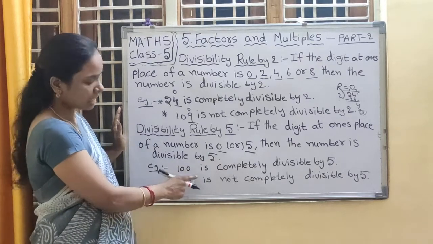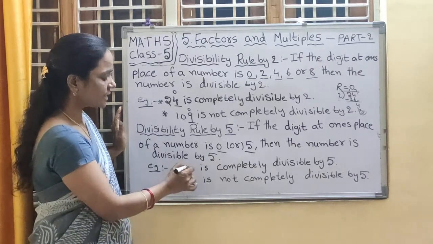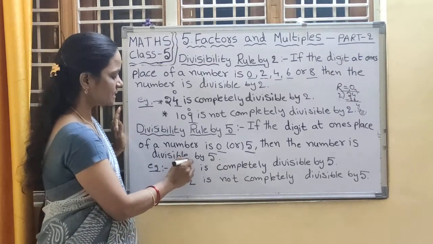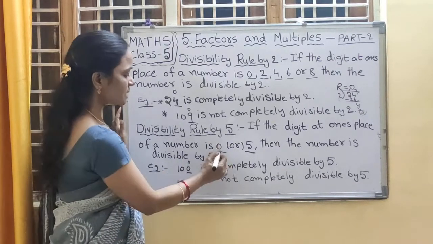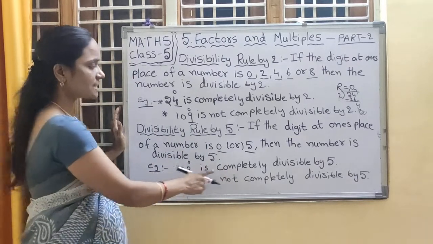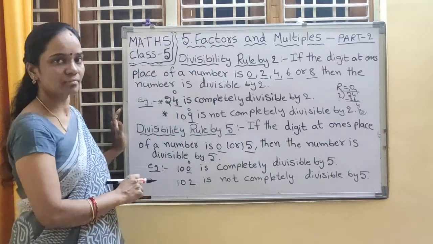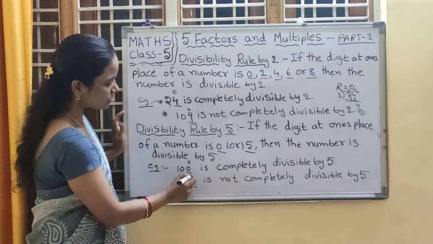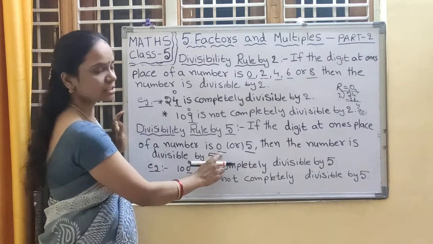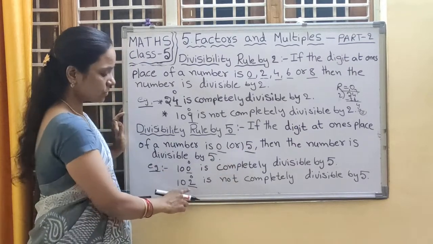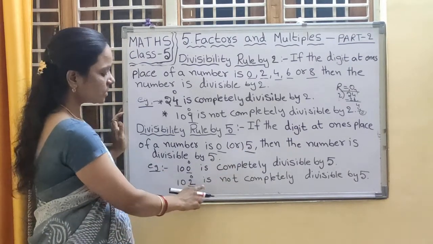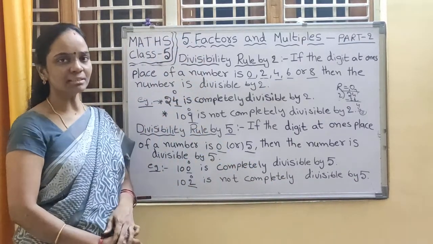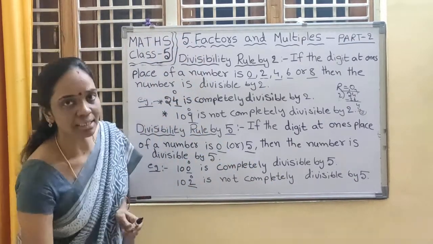Coming to the example 100. So here, what is ones place digit, children? 0. Ones place digit is 0. So if 0 is there, we can say that the given number is completely divisible by 5. Now, coming to the second example, 102, what is ones place digit here? 2. Ones place digit is not 0 or 5. So 102 is not completely divisible by 5. Understood, children? Note it down, children.